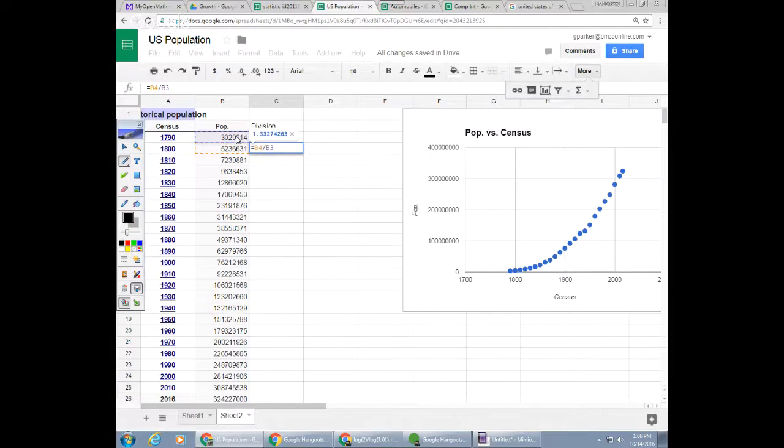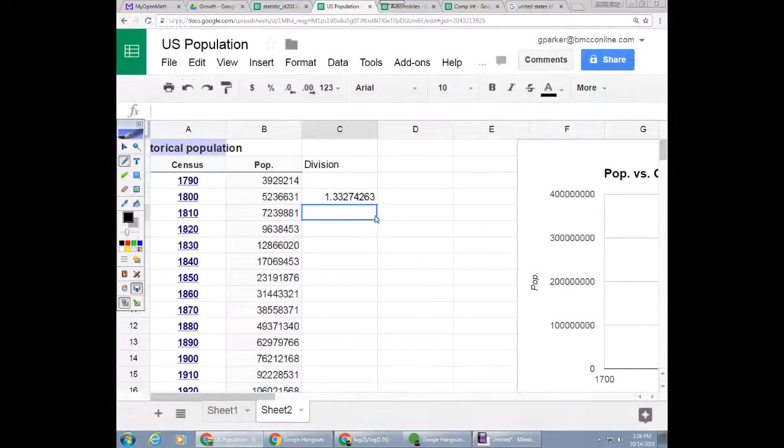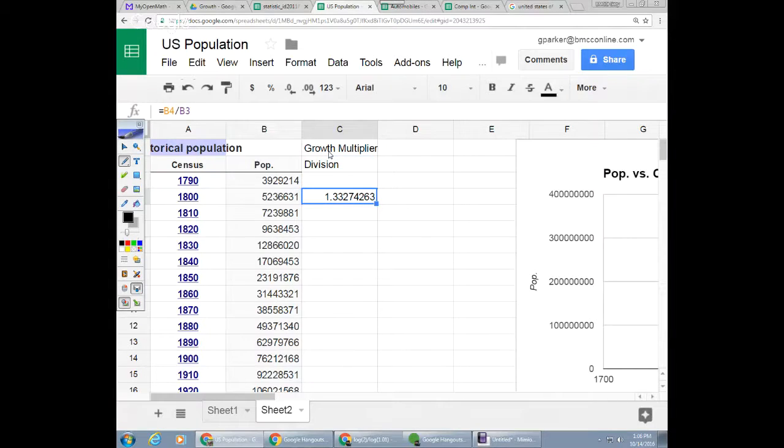Right? Because remember, an exponential model is a recursive model. How do we come up with the new population? We multiply over and over again. So to go backwards, we have to divide. So this says that the growth multiplier is what I'm finding here, is about 1.33 to get from 1790 to 1800.